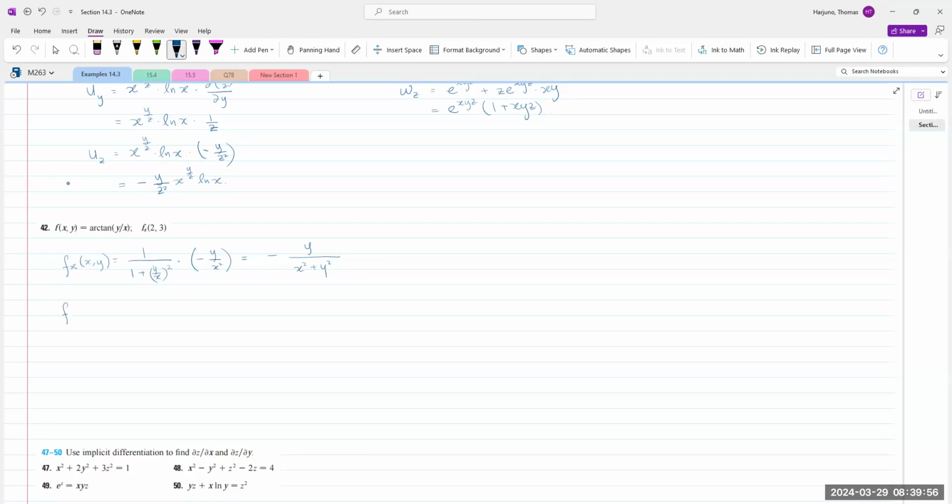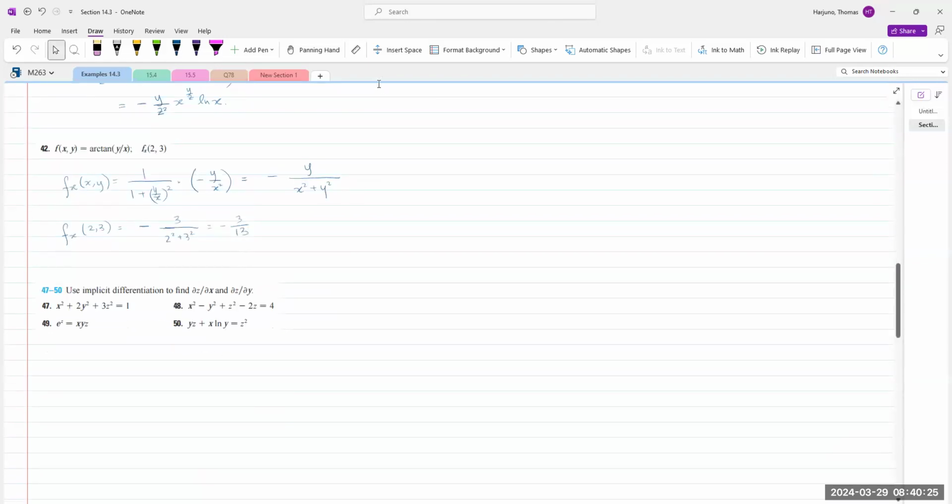But what I meant is we need to plug in the numbers anyway at the end. So either you simplify the partial derivative, or you simplify after you plug in numbers. Either way, you have to simplify. But I think I prefer to do it this way. So this is negative 3 over 2 squared plus 3 squared. That's negative 3 over 13. Okay.